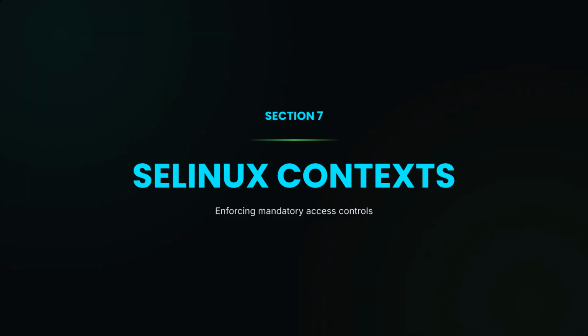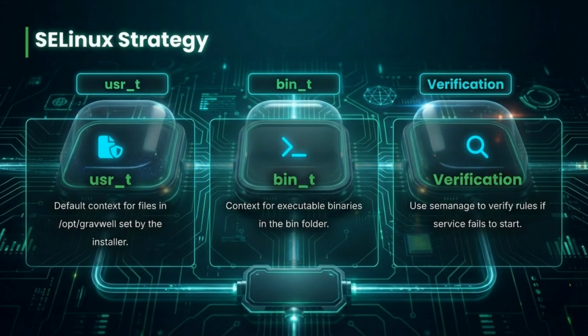Section 7 covers SELinux contexts, which are essential for enforcing mandatory access controls on the Gravwell installation. Properly configured SELinux contexts ensure that only authorized processes can access specific files and resources, adding an extra layer of defense against sophisticated attacks.